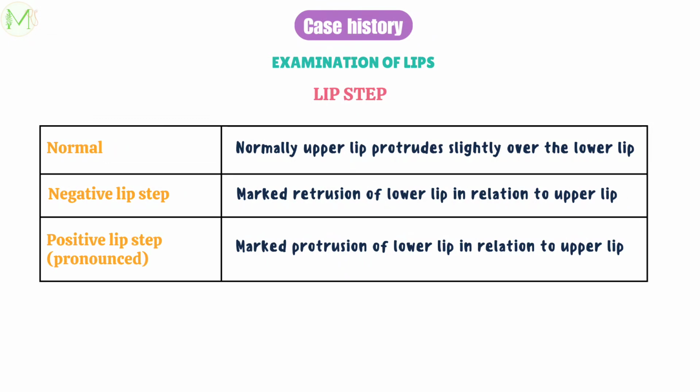Now let's see what lip step is. In normal patients, when viewed from the side, the lower lip will be 1 to 2 mm ahead of the upper lip. This is called positive lip step. In class 2 cases, the upper lip will be far ahead of the lower lip and this is called negative lip step. In class 3 cases, pronounced positive lip step is found, where it is similar to type 1, which is positive lip step or normal lip step.